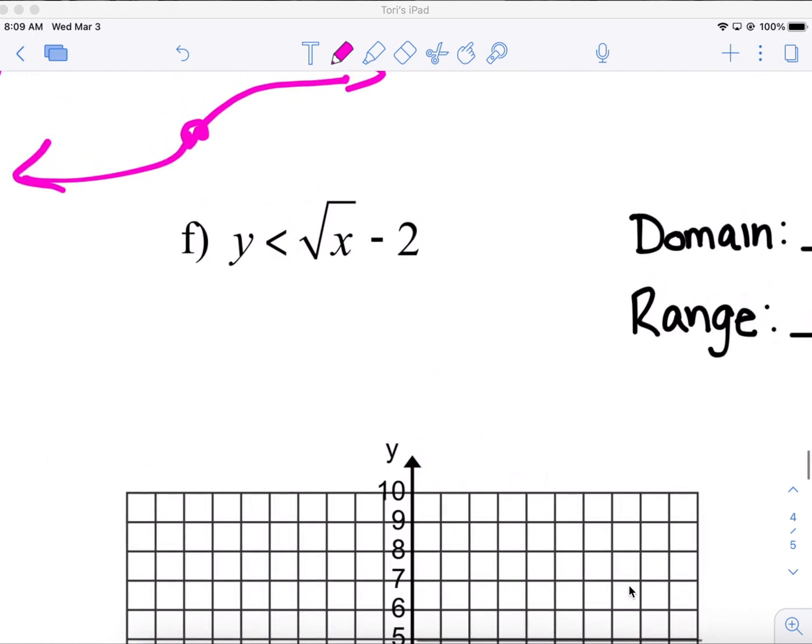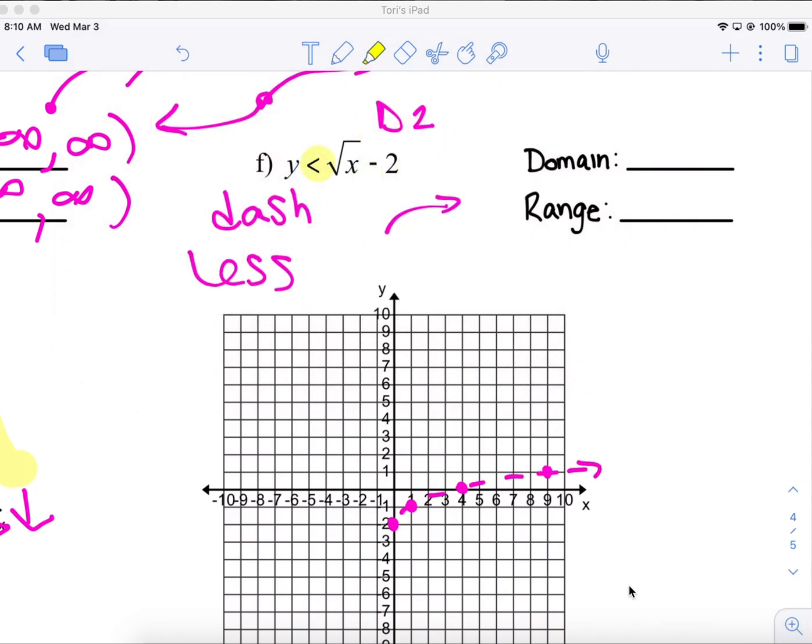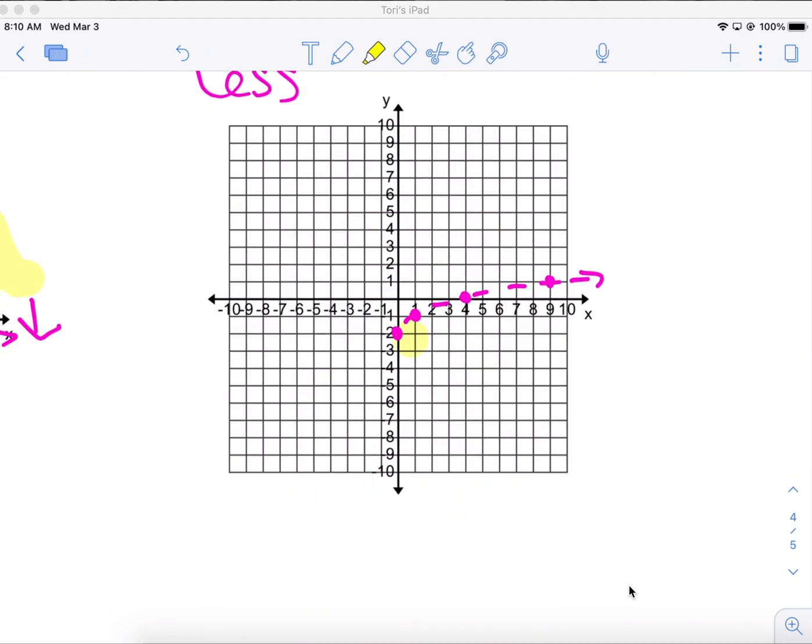All right, F only has 1 transformation. We are just going to go down 2, that's it. So we are still facing this direction. So if I start him out down 2, right 1, up 1 is my normal pattern. Right 4, up 2 is my normal pattern. Right 9, up 3 is my normal pattern. But again, because this is a less than, that means I do want it to be dash and I do want it to be less than the graph. So I'm going to connect him with dashes. I want to shade lower than the graph, but I can only go where the graph is. So I can only go on this side.